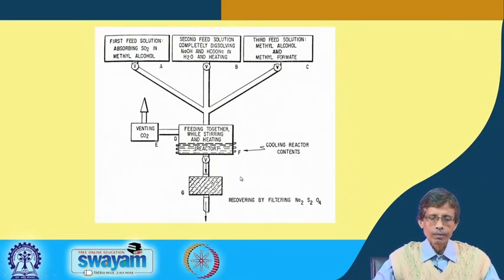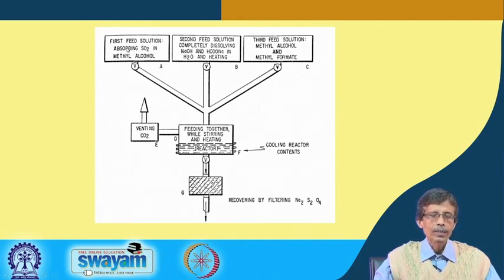If we consider what we are doing for this particular production, and in the previous case we have seen that we can use some amount of formate. Methyl formate, the methyl ester of formic acid, in methyl alcohol can be utilized for the reduction of SO2 to produce your Na2S2O4.